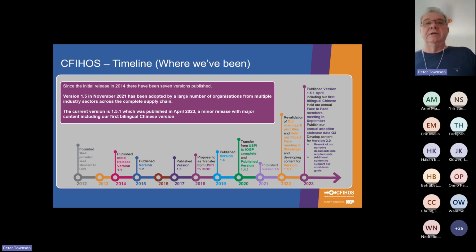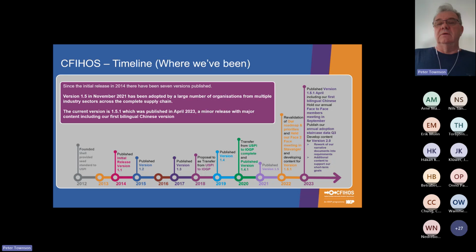Now, that did go through, but actually what it did do is it did slow the development down for a couple of years. So in 2019, version 1.4 was issued, but the transfer of governorship took from initial conversations in 2018, starting in April 2018, all the way through to January of 2020.